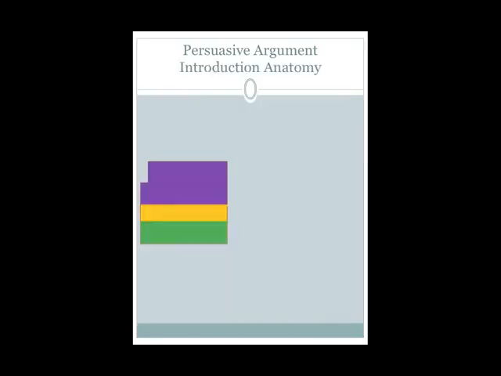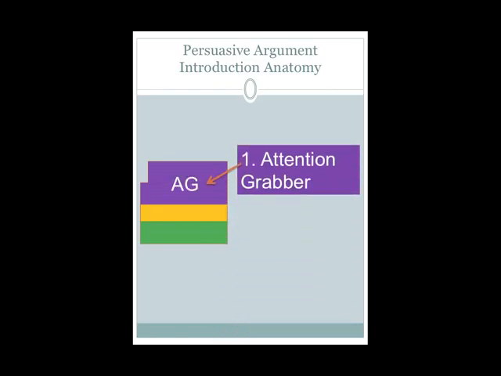So, let's look at the introduction paragraph. You notice that it's got 3 layers. The first layer is your attention grabber. If you look at the attention grabber handout that I've given you in Blackboard or Dropbox, you will see a variety of attention grabber strategies that I would like you to use for your essays. After your attention grabber, in this introduction paragraph, you will acknowledge your counter-argument.